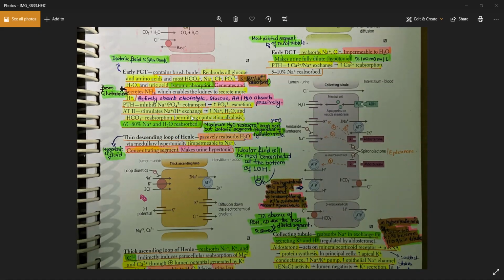Now, any doubt on the descending loop of Henle? Any doubt?